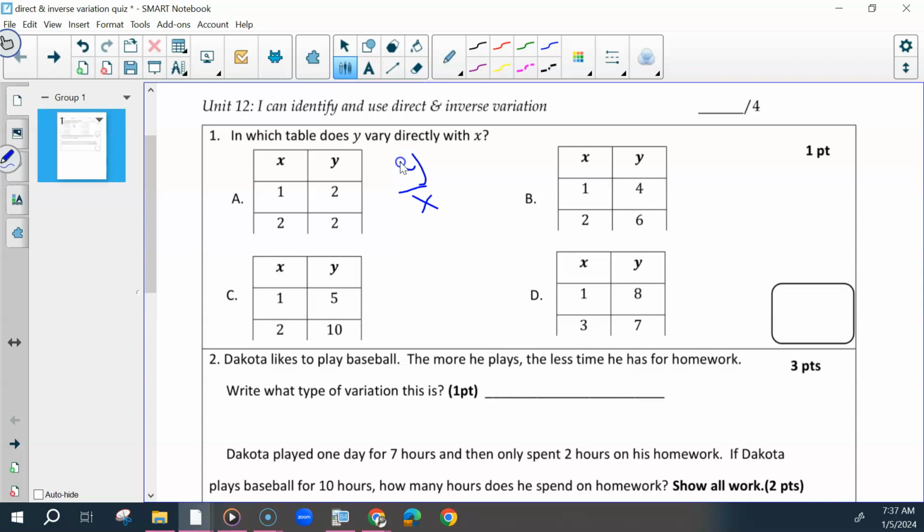So if you did y divided by x, we got 5 divided by 1, which was 5, and 10 divided by 2, which was also 5. So C was our answer.